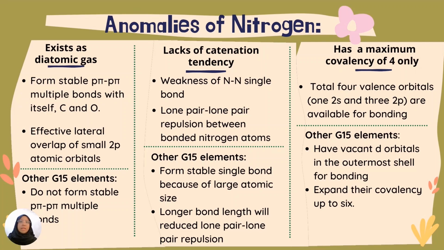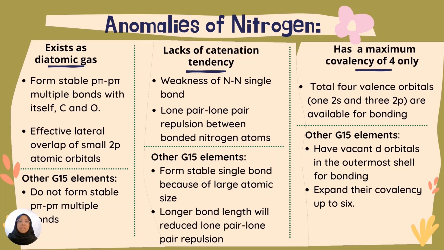The second one is that nitrogen lacks catenation tendency because of the weakness of the N-N single bond. This is attributed to the lone pair repulsion between nitrogen atoms. The other elements, however, form stable single bonds because of their large atomic size. Thus, the longer bond length will reduce the lone pair repulsion.